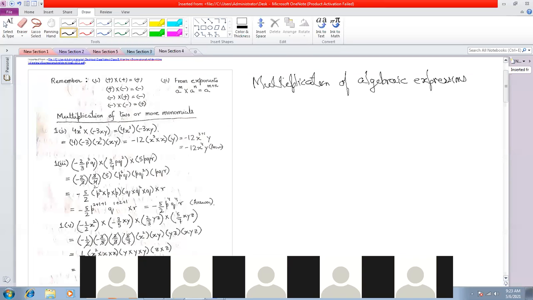Okay, in this, when you are doing multiplication, we'll be using one rule of exponents. In class 7, I'm sure you have done this rule of exponents. e to the power of m into e to the power of n is equal to e to the power of m plus n. You have done this, right?